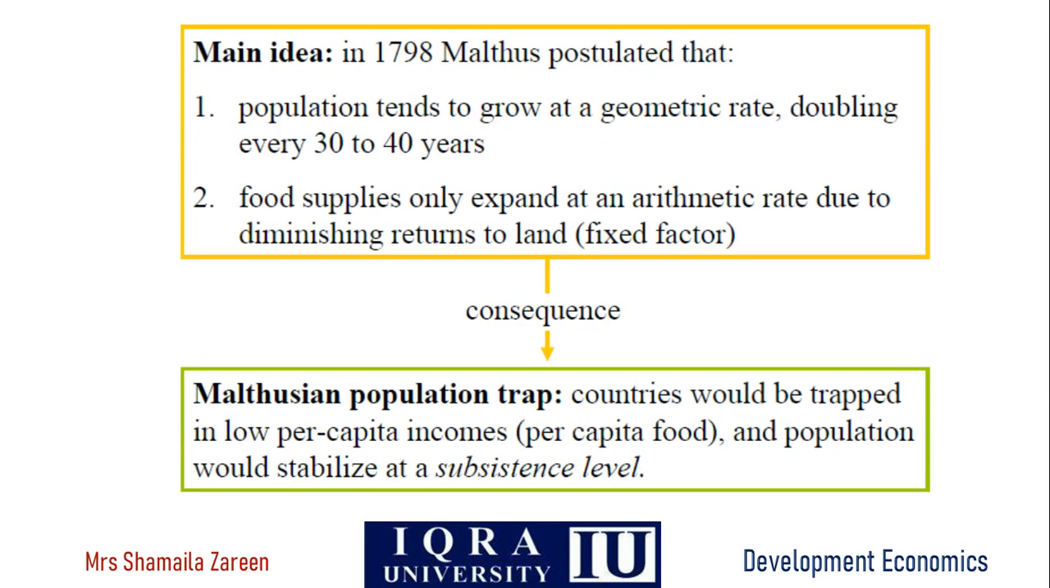subsistence level. Whenever the population growth rate increases geometrically, it will create a lot of difference for people's food. It will create food shortage, and whenever the population grows at a geometric rate, it means doubling every 30 years, against dwindling or declining food supplies. So it means at the same time it shows the diminishing returns to the fixed factor land. Food supplies could expand only at an arithmetic rate.